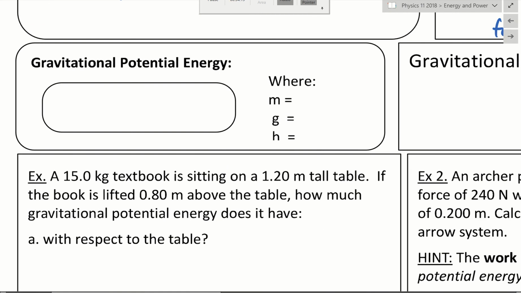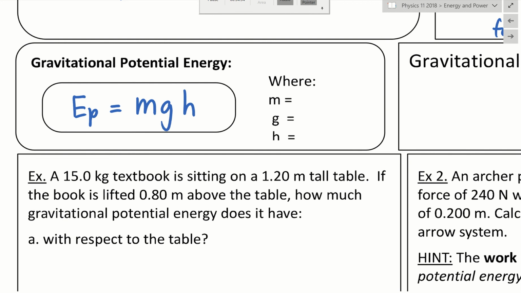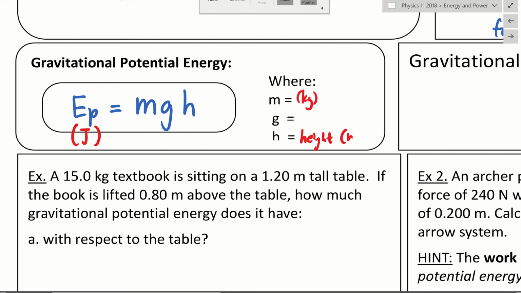Now, the equation here is exactly the same as the one we just wrote down on the last page, but now we have a name for it. It's called potential energy, so we no longer say work done. Gravitational potential energy is equal to mgh. Remember, all energies are measured in joules. Mass is measured in kilograms, and g is the acceleration due to gravity, which is 9.8 if you're on Earth. And h is height, which is measured in meters.